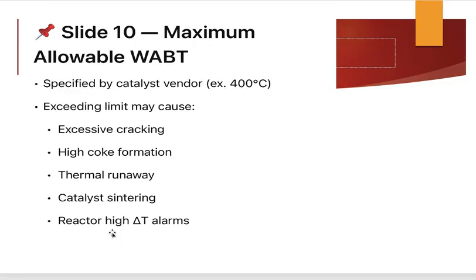The maximum allowable weight average bed temperature for each type of catalyst is specified by the vendor or licensor. Okay, and if you exceed the limit, this may cause some harm like excessive cracking or high coke formation, maybe thermal runaway or catalyst sintering, and a higher reactor delta T alarm.